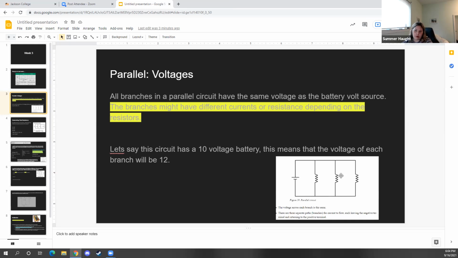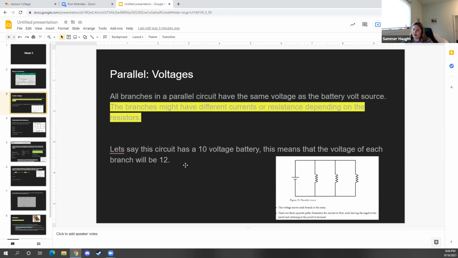So what that means is that, like this line right here, the electrons flowing in this line might only be going 2 amps. The electrons that don't take that pathway and go this way instead might be going 1 amp. And we'll talk about how you calculate that.